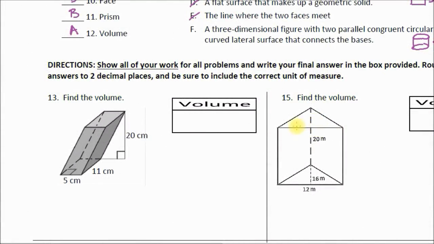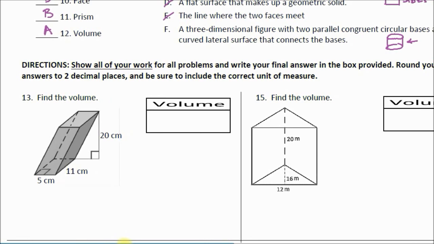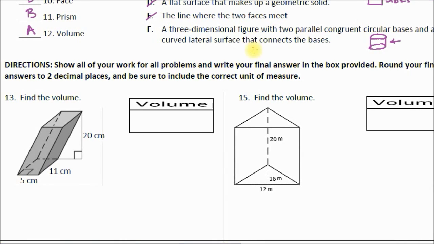Alright, I'm going to go through these questions relatively quick until I get to some that I know you might be struggling on. The first thing you want to look at, class, is the directions, because it says show all your work, write your final answer in the box provided, round your final answer to 2 decimal places, and be sure to include the correct unit of measure.